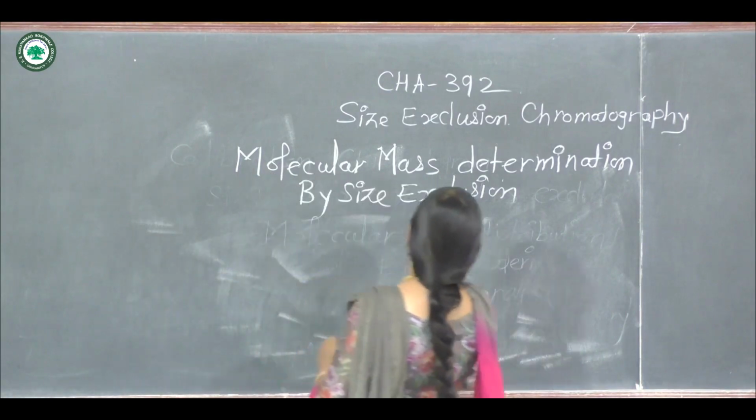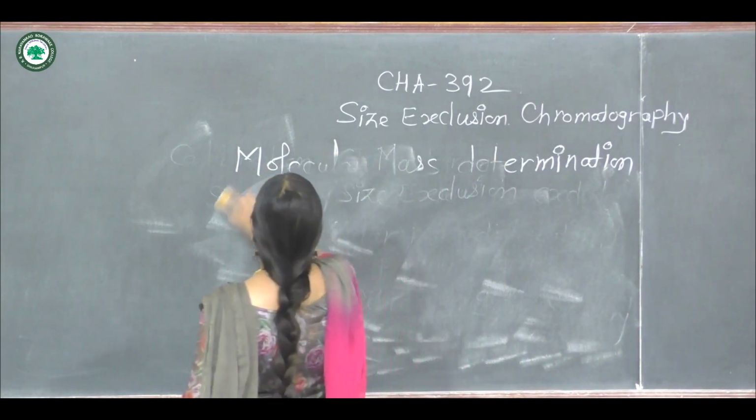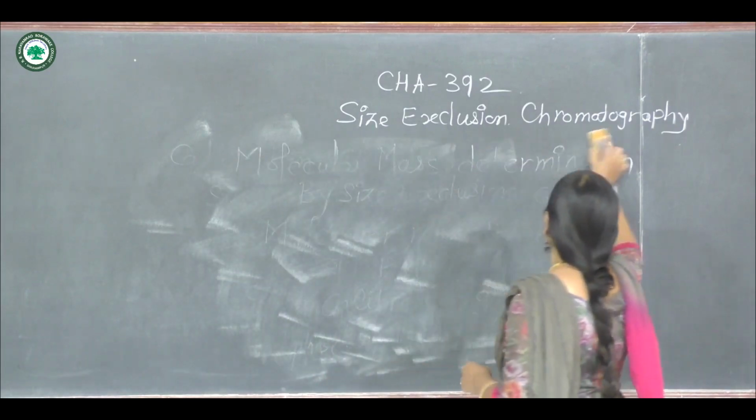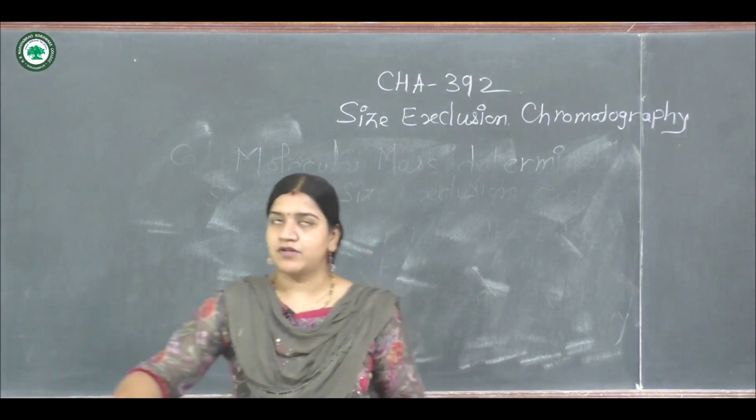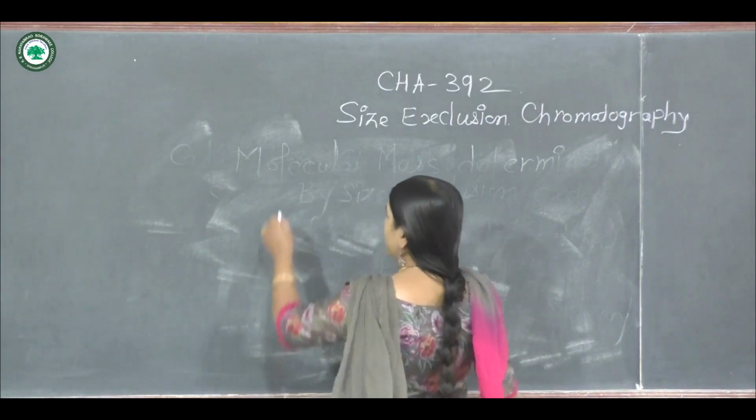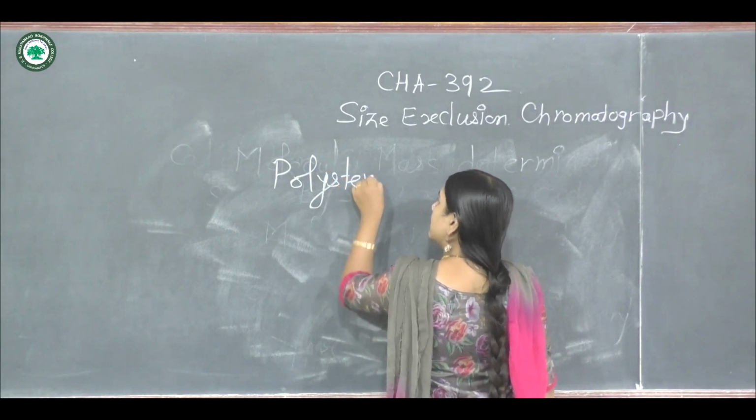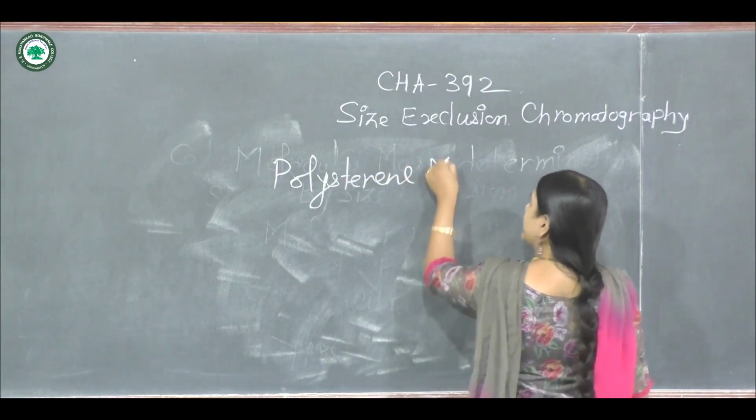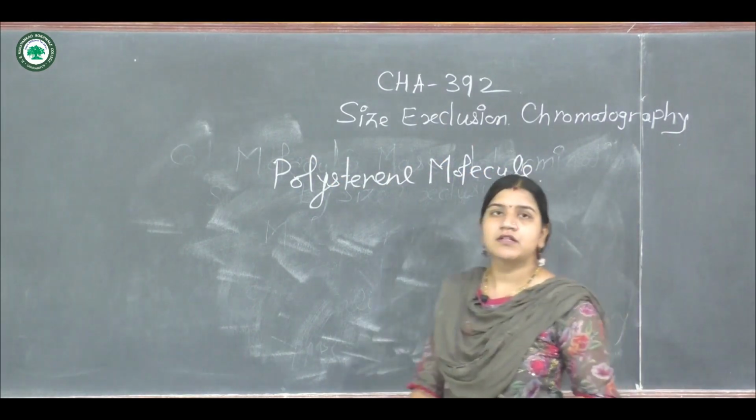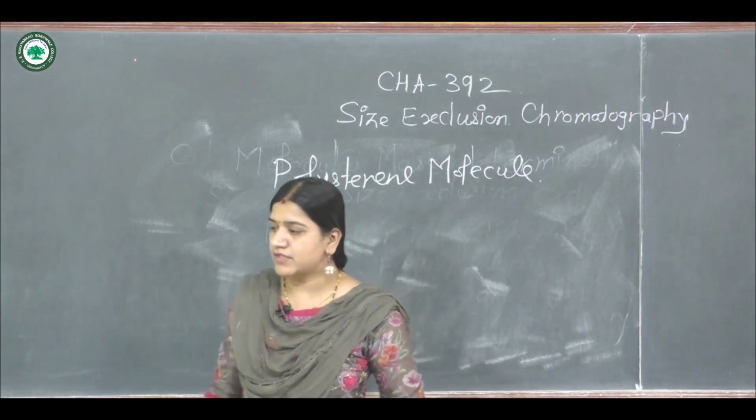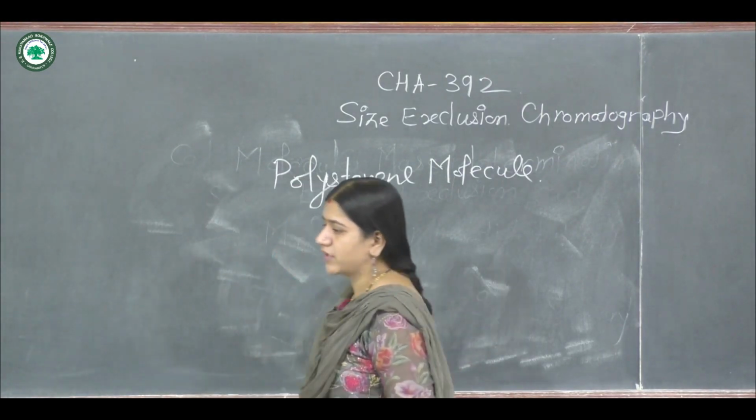So if you see the polystyrene, when you are doing the molecular mass determination of a polymer, say for example you are dealing with polystyrene, then what is the nature of the graph obtained and what are the conclusions that can be drawn, that we will see. Suppose you are analyzing the polystyrene molecule by using size exclusion chromatography, then this polymer polystyrene can be converted into different products.